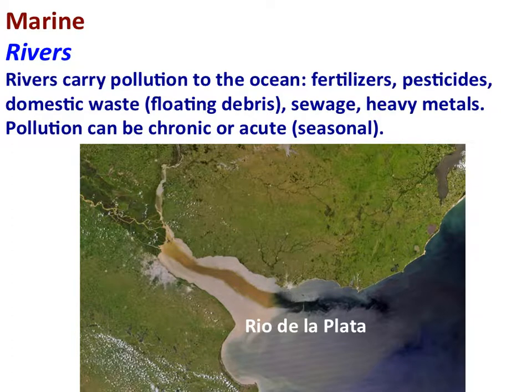A source of marine pollution comes from rivers. Rivers carry pollution to the ocean. The types of pollution carried by rivers includes fertilizers, pesticides, domestic waste, floating debris, sewage, heavy metals, and the pollution can be chronic or acute.